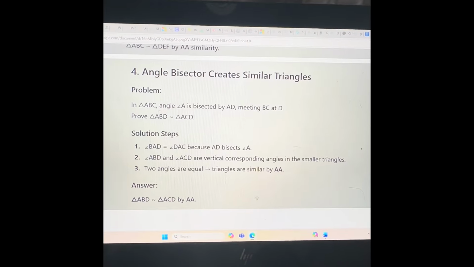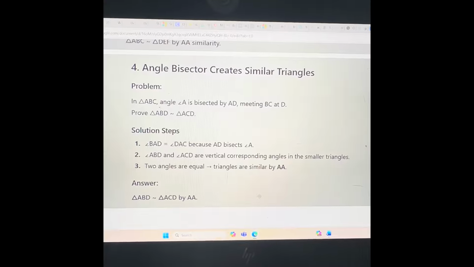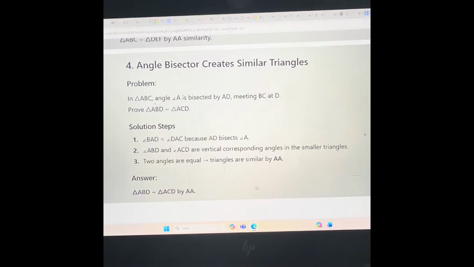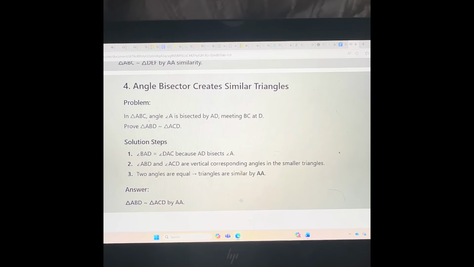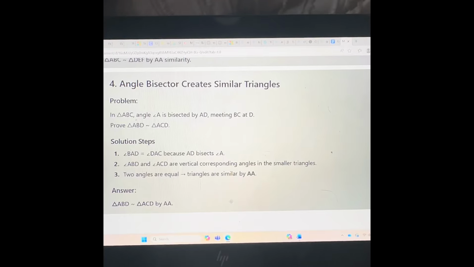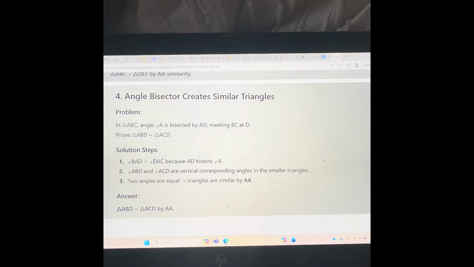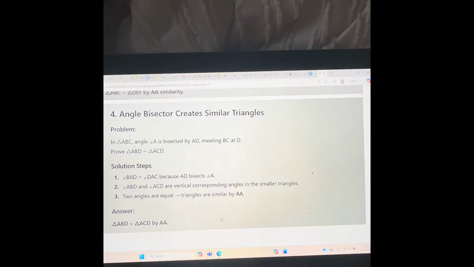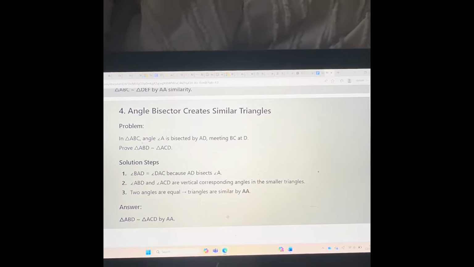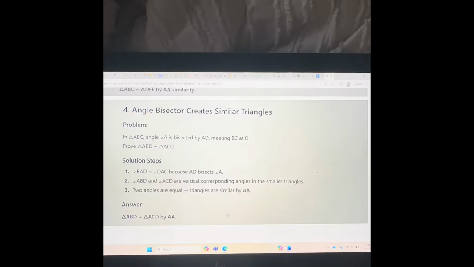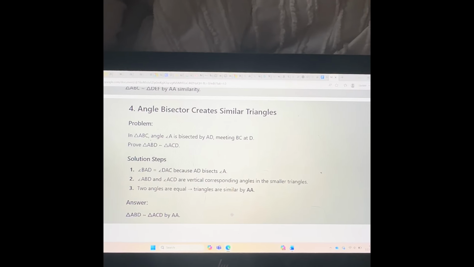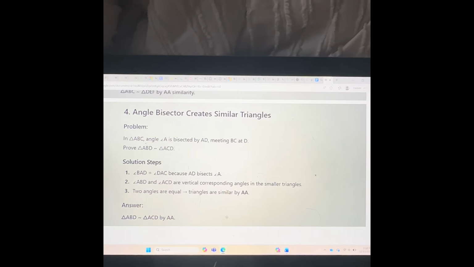We're going to go down to this problem. Angle bisector creates similar triangles. In the problem, we have triangle ABC, and angle A is bisected by AD, meeting BC at D. We have to prove that triangle ABD is similar to triangle ACD. BAD equals DAC because AD bisects A. And angles ABD and ACD are corresponding angles in the smaller triangles. So two angles are equal, which makes the triangles similar by AA. The final answer is ABD and ACD are similar by the angle theorem.